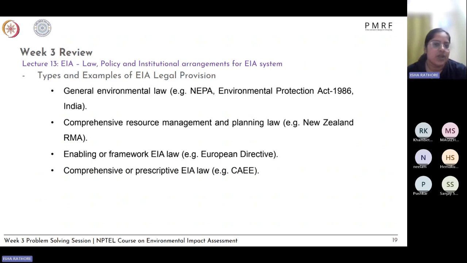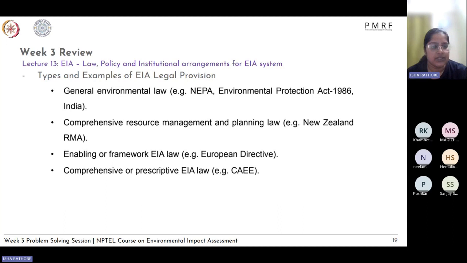Whereas comprehensive resource management and planning law looks at things very specifically and gives you comprehensive guidelines on how resources need to be managed, how planning should be done, what factors you should consider, and what benchmarks or limits need to be followed. So these are very comprehensive and detailed. If you open up the New Zealand RMA, you can see what I mean: very comprehensive, detailed, specific laws.